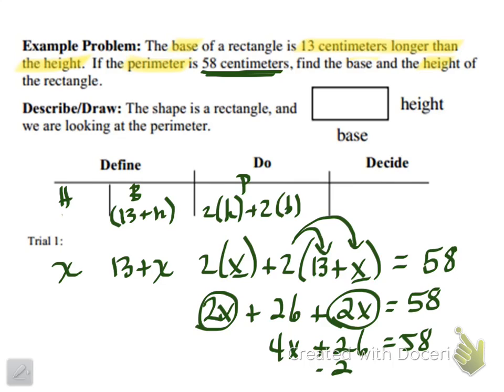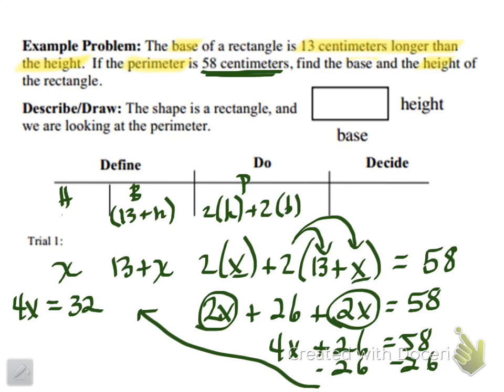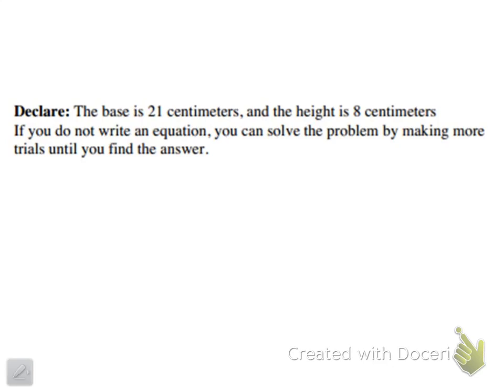We subtract our 26. We ultimately get, I'm going to move right over here so I have a little bit more room, 4x equals 32. We divide by 4. We get x equals 8, which is the exact same answer we got at the beginning. Okay? So we're going to do one more problem just to see if it makes sense.